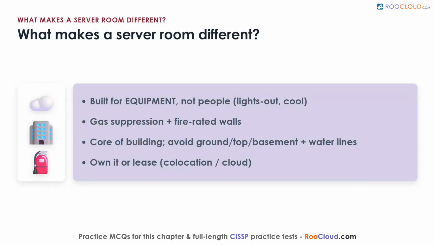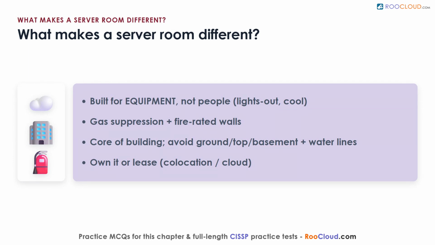What makes a server room different from an ordinary room? It is built for the equipment, not for people. A server room is a restricted, enclosed space, often run lights out and kept cool, because comfort for workers is not the goal. It may include gas-based fire suppression and walls rated to resist fire for a set period.